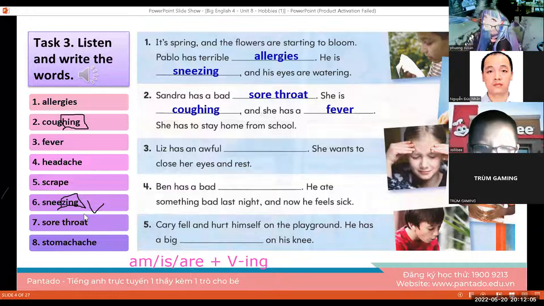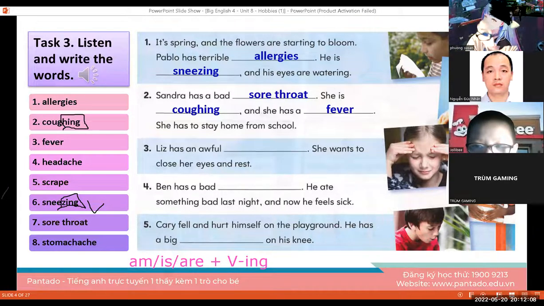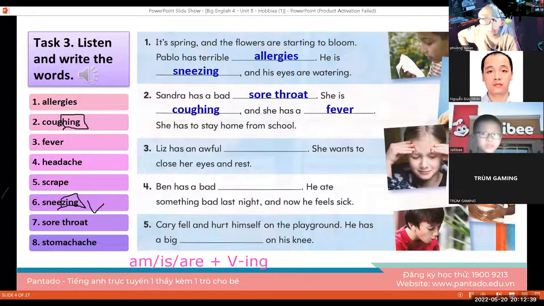Please have an awful. Awful, yeah, awful. Something awful. So awful what? Awful what, Phương? What is it? What is the answer here? I think it's... She wants to close her eyes and rest. So what do you think? I think it's fever. Fever, but we already got fever for number two. Fever already here. You have to use another word. I think it's headache. Headache.